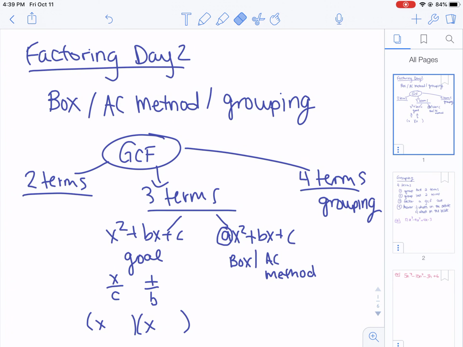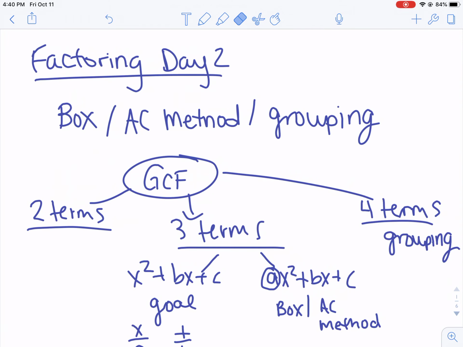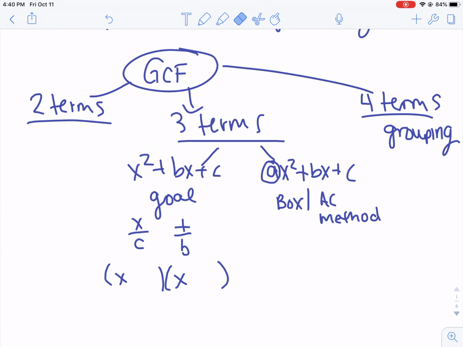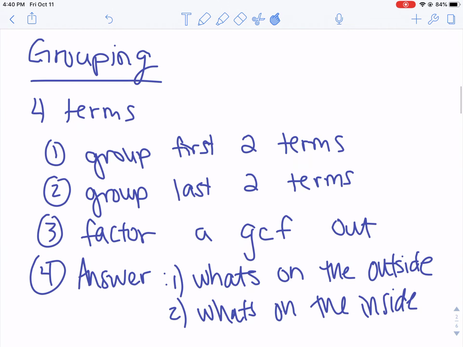Alright guys, so I never did the recording for factoring day 2, so I'm going to quickly go through that. Today's focus in our little flow chart is over here on the trinomials where they have a coefficient. That's going to be your AC method. But in order to do AC method, you have to know how to group things. So first we're going to talk about grouping.